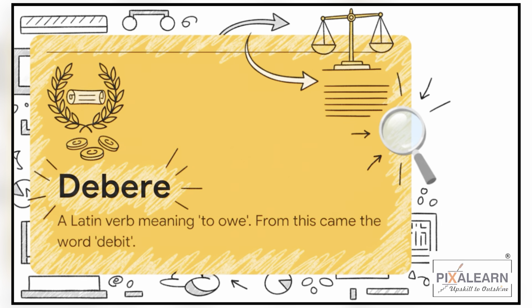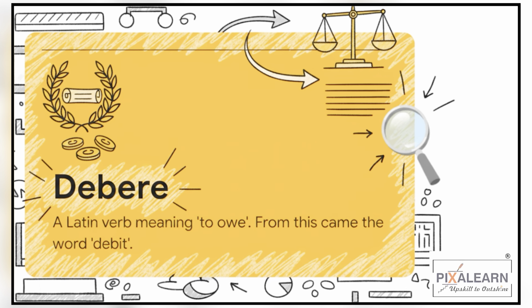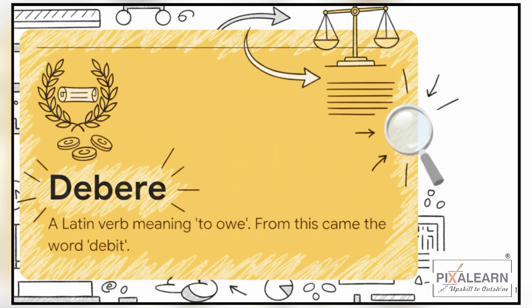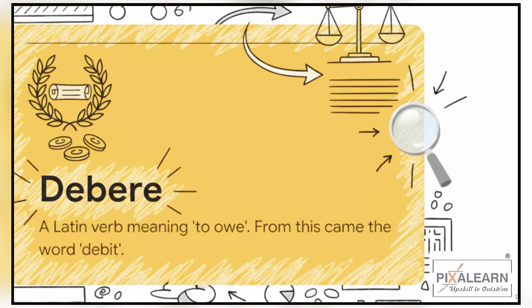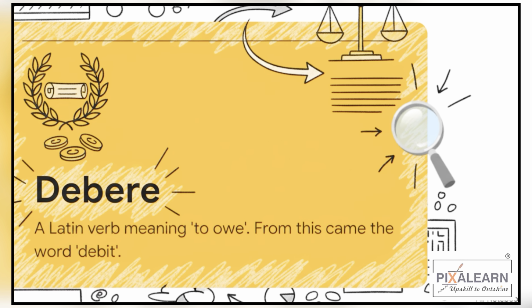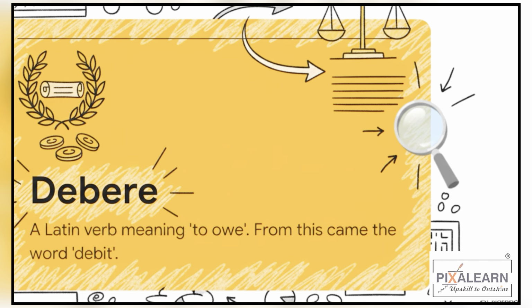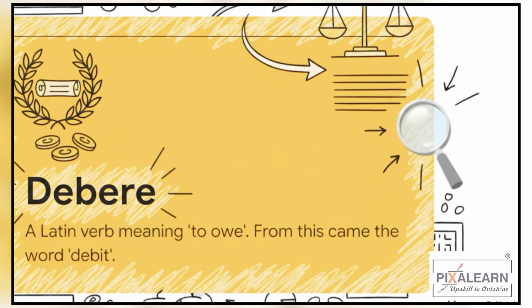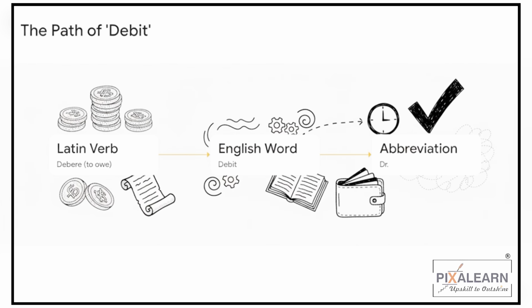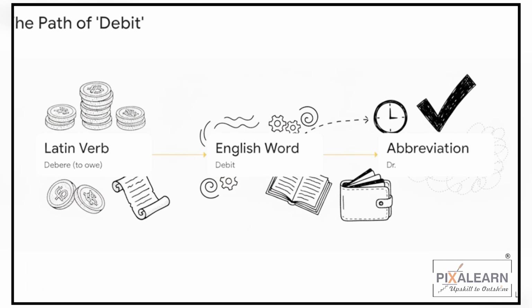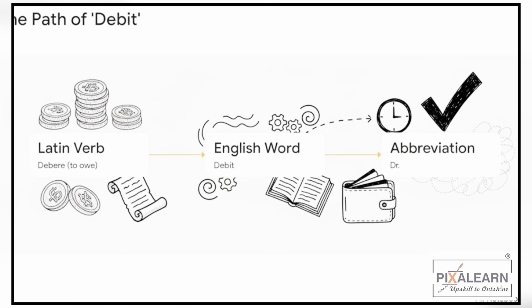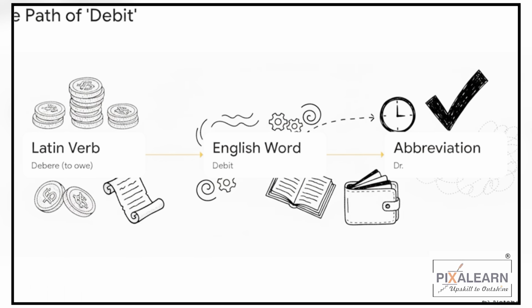Okay, now for our main event. The Latin verb is debere, and it means to owe. And from this single word, we get our modern term debit. And right there, hiding in plain sight, D-E-B-E-R-E. There's our R. So you see the path here? The Latin debere gives us our word debit. But that abbreviation, DR, isn't from the English word at all. It's a historical shorthand lifted directly from the original Latin.